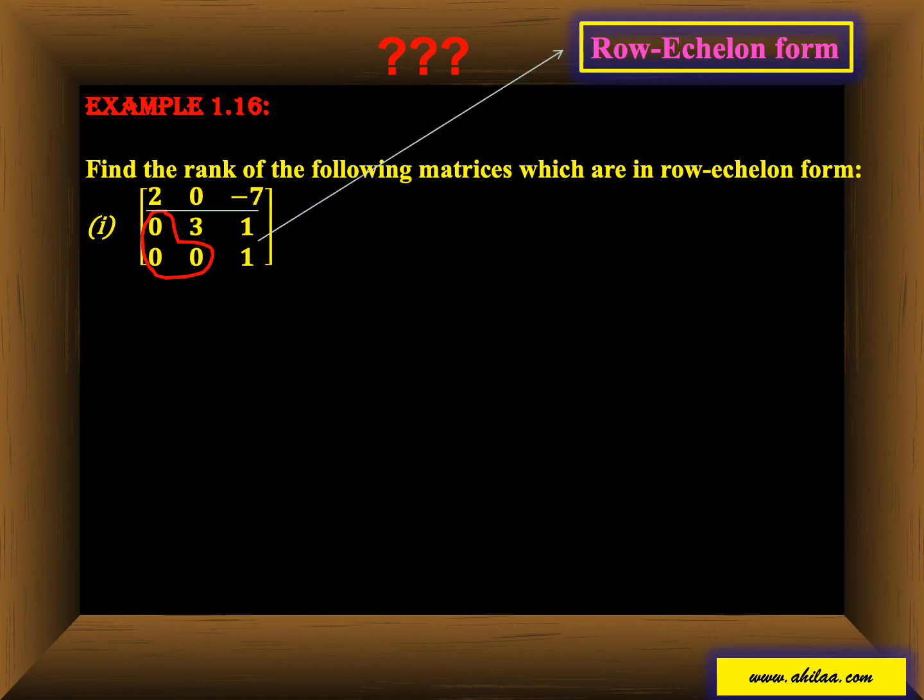Now count the number of non-zero rows. First row is non-zero, second row is also non-zero, third row is also non-zero because 1 is non-zero. So 1, 2, 3. There are 3 non-zero rows. Therefore, number of non-zero rows equal to 3. Therefore, rank is 3. Understood?